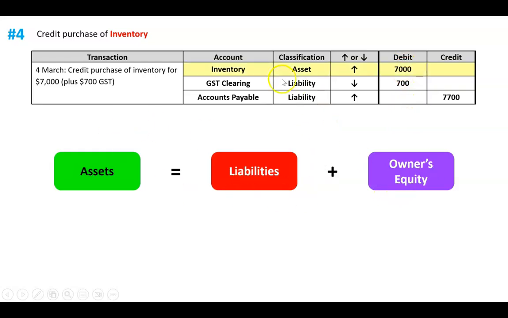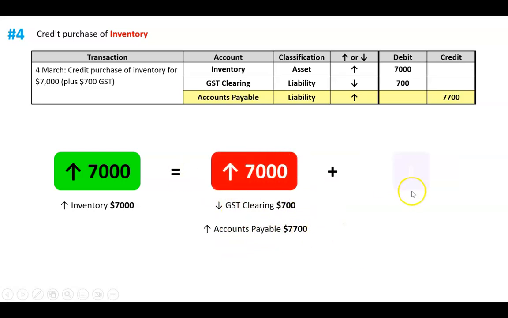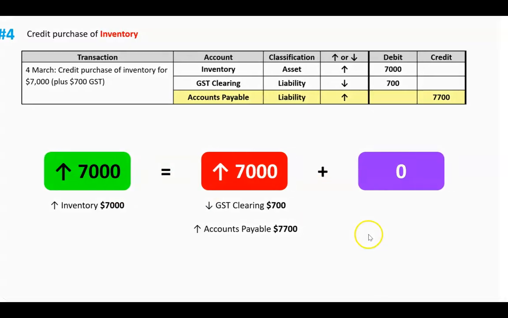Let's just check our accounting equation. Let's start with the first thing. Inventory is an asset, and it went up. So that's here. GST clearing is a liability, and that went down here. And then this liability called accounts payable went up $7,700 there. Nothing happened to owner's equity. So let's balance it out. Assets went up $7,000. Liabilities went down $700, but up $7,700. So if you add all that up, it went up $7,000, and owner's equity was 0. So liabilities up $7,000 plus 0 equals assets, which went up $7,000, and it balances.